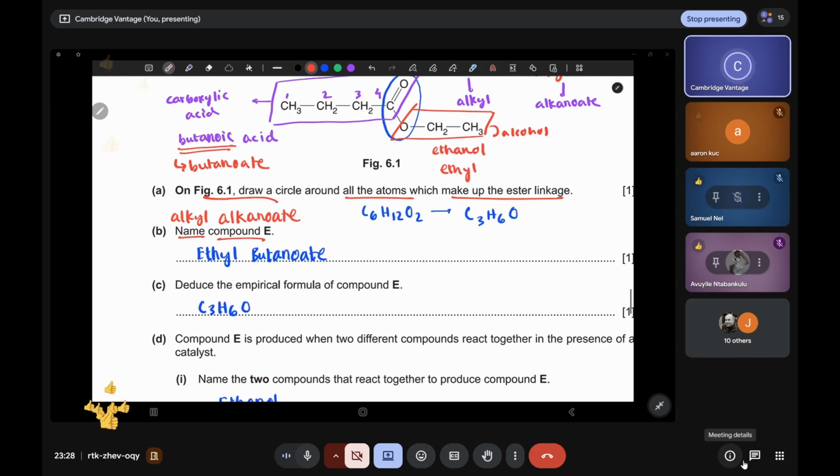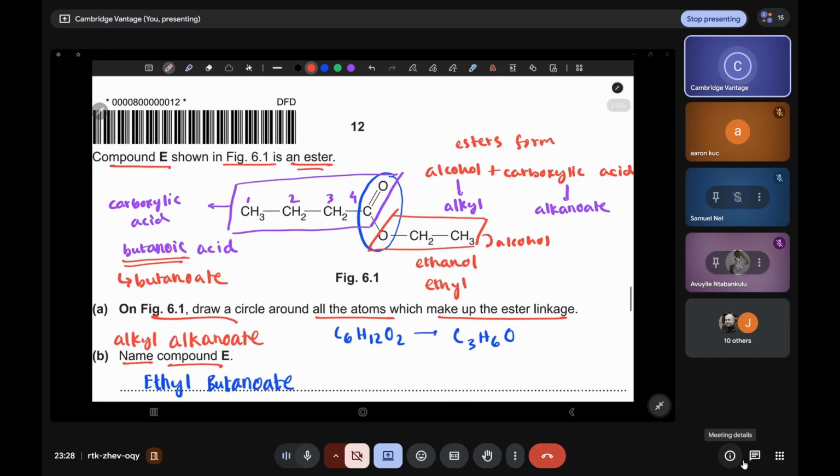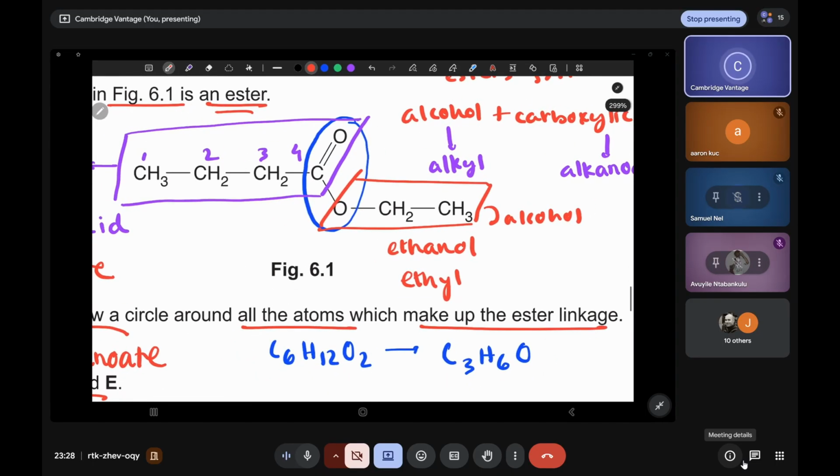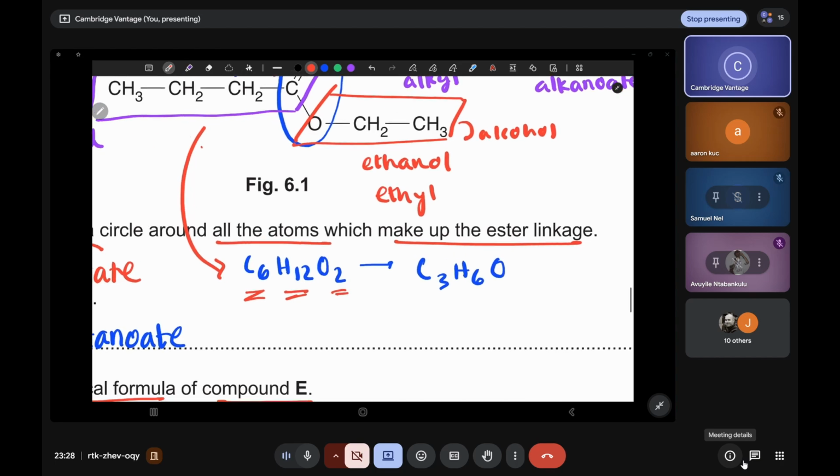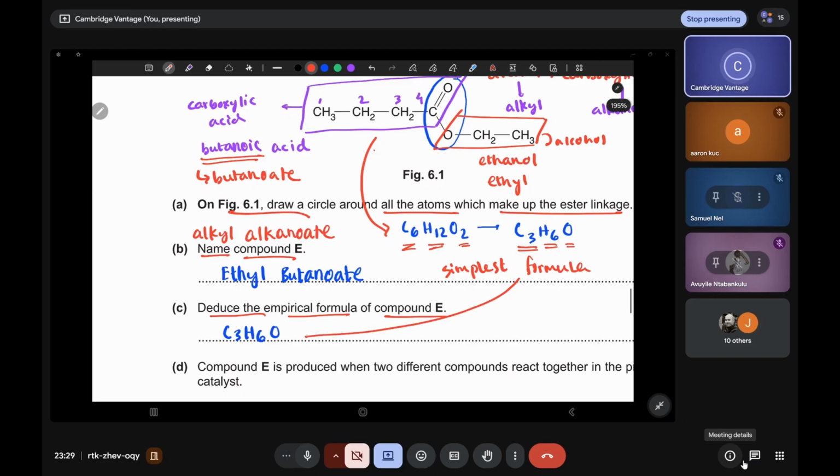And then the next part, deduce the empirical formula of compound E. Empirical formula is one of the easiest things that you could be possibly given. All you have to do is just count the number of carbons and hydrogens. So if we do that, we can see that we have 6 carbon, 12 hydrogen, and 2 oxygen. And the empirical formula is the simplest formula. So we will divide them by the largest possible number to simplify it as much as possible. So if we divide everything by 2 over here, we end up with C3H6O. And that is essentially the empirical formula that we have written.